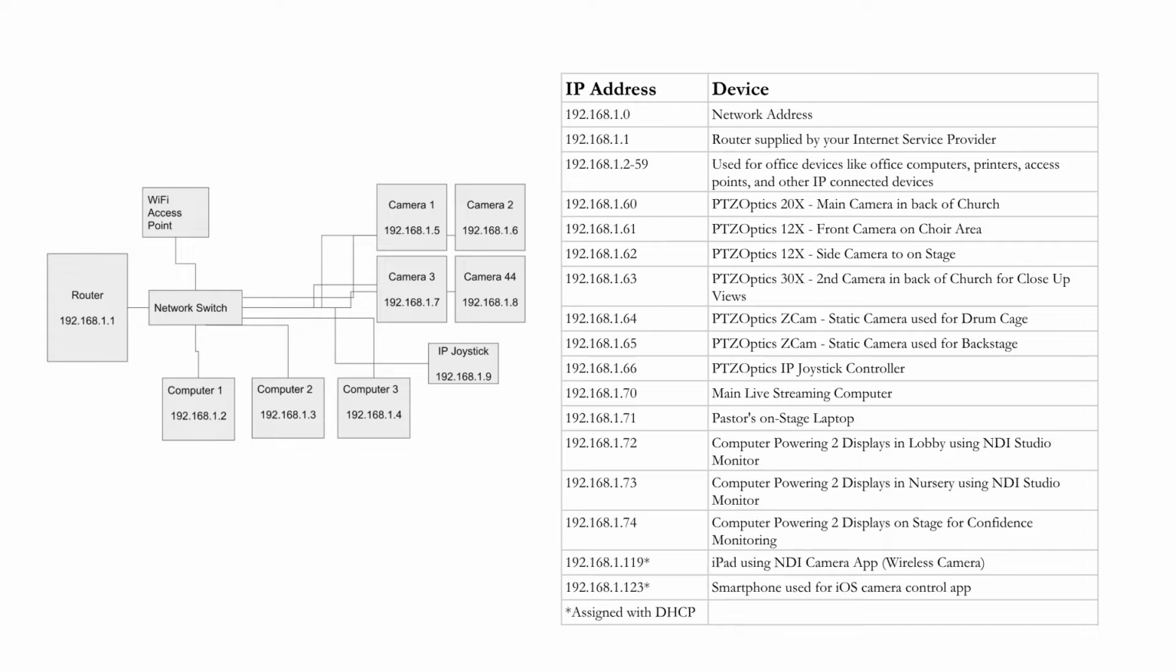And it's a gigabit network switch. We talked a little bit about that. And the computer has an IP address. Each computer, each camera has an IP address. And the IP joystick has an IP address. But the iPad and the smartphones, they do not have static IP addresses.